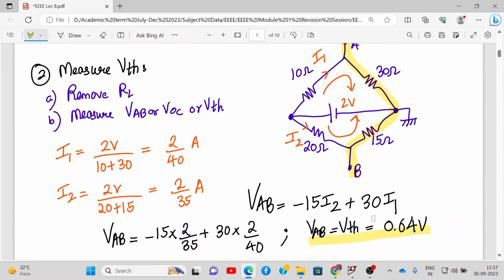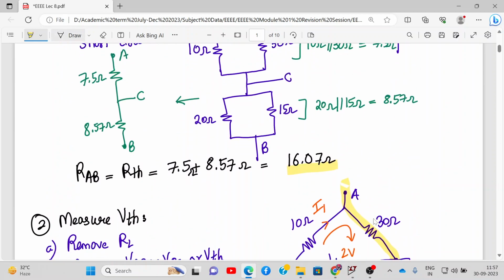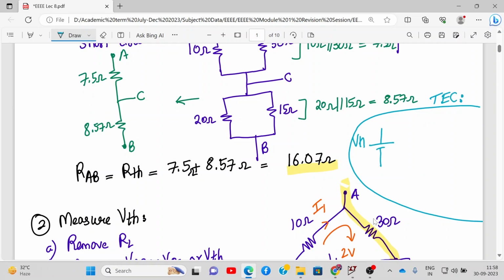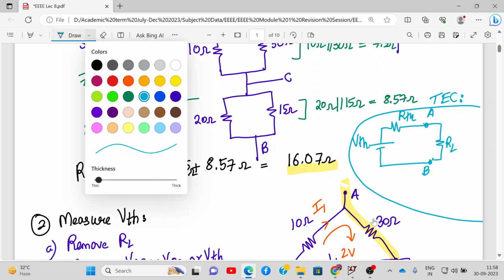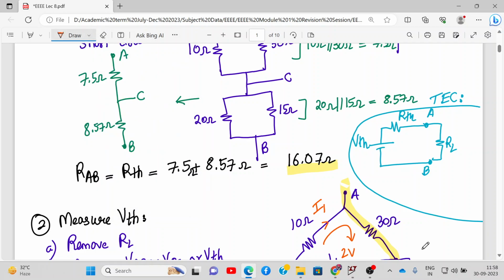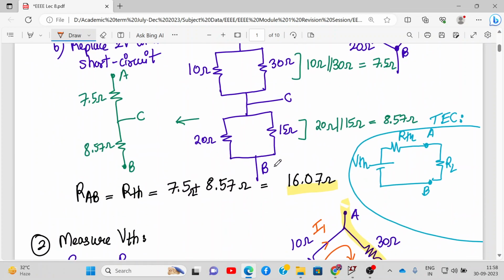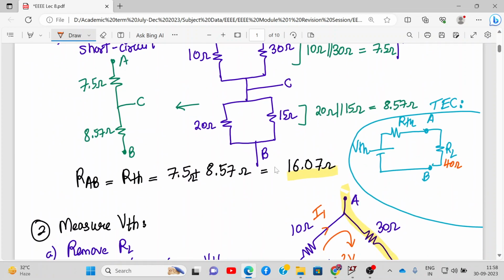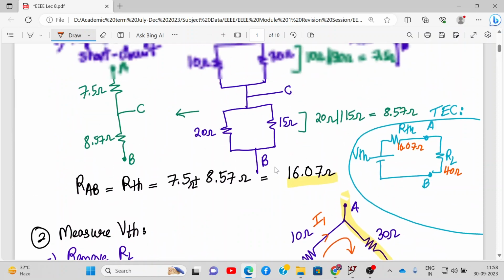Here we have less space, so let's draw the Thevenin's equivalent circuit over here. We'll solve the C part. So we have to draw Thevenin's equivalent circuit. What is Thevenin's equivalent circuit? VTH, then we have RTH, then we have points A and B, and then we connect back your RL. If we want to find the current flowing through the 40 ohm resistance, we have to connect RL as 40 ohm. RTH is 16.07 ohms, and VTH is 0.64.